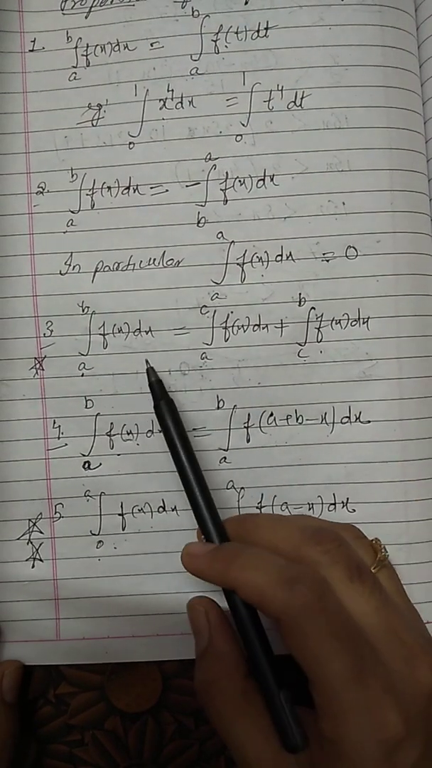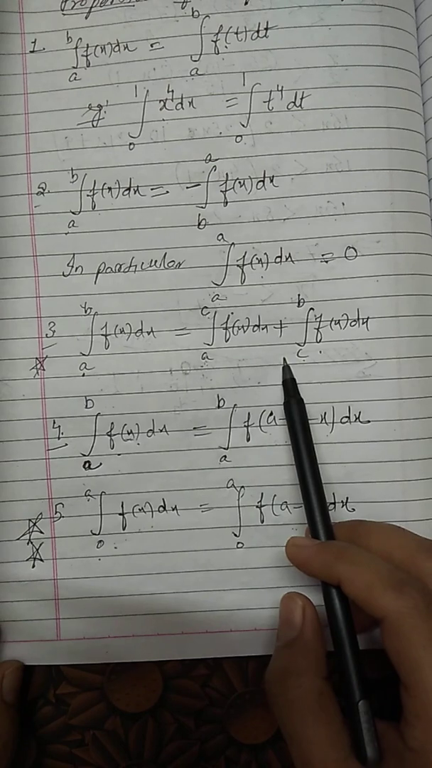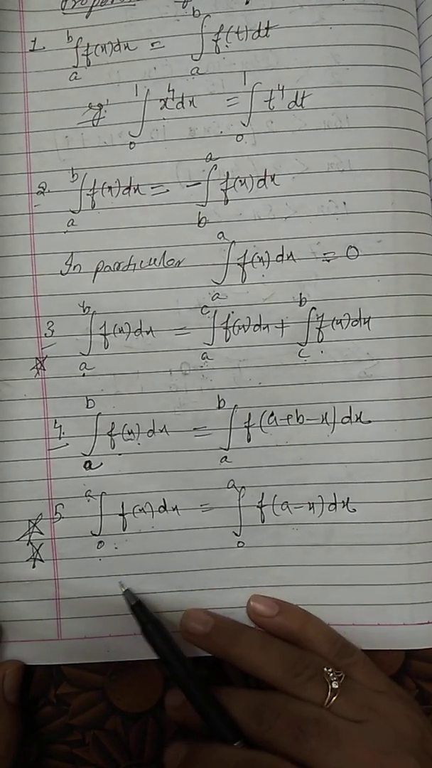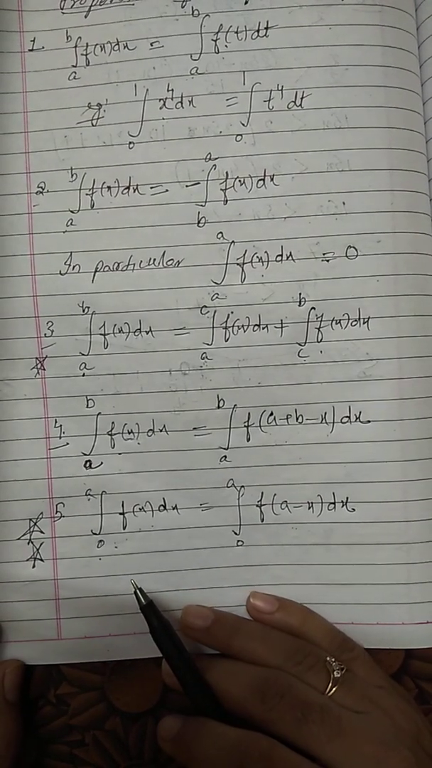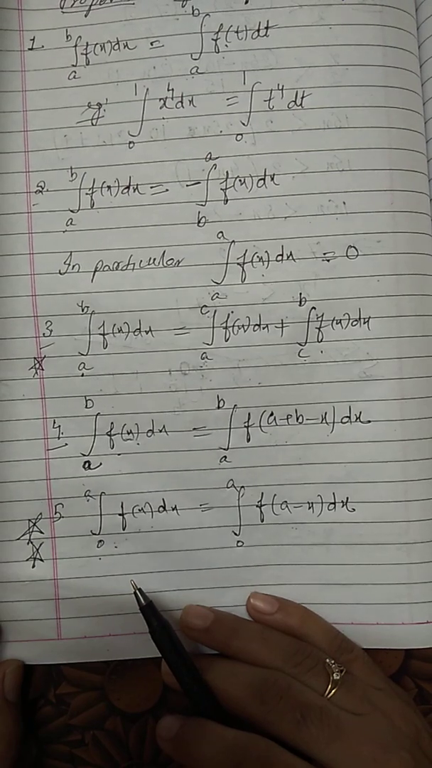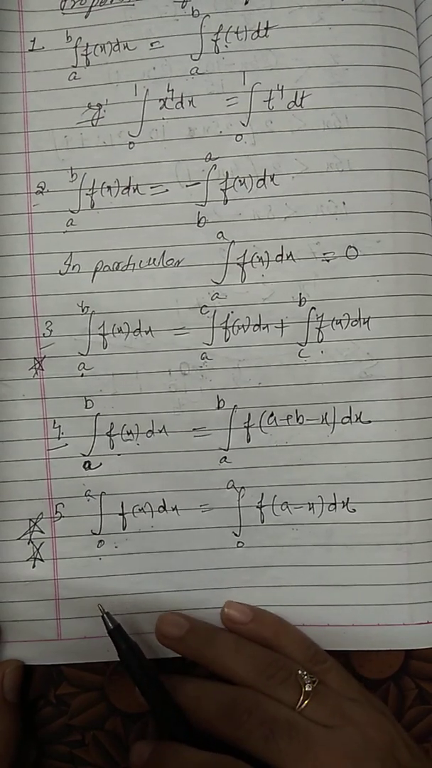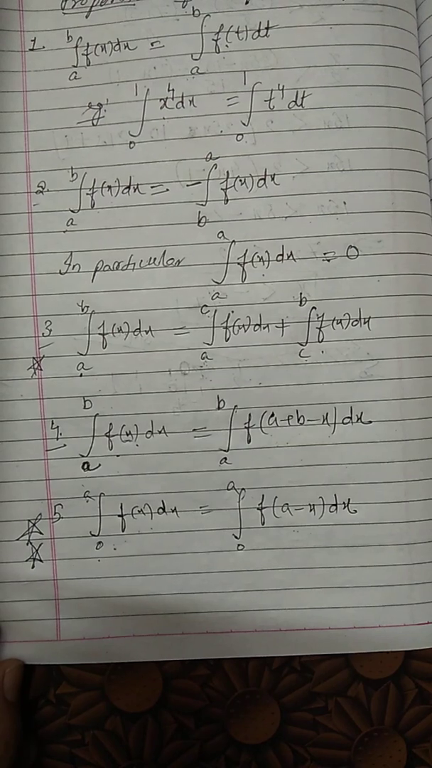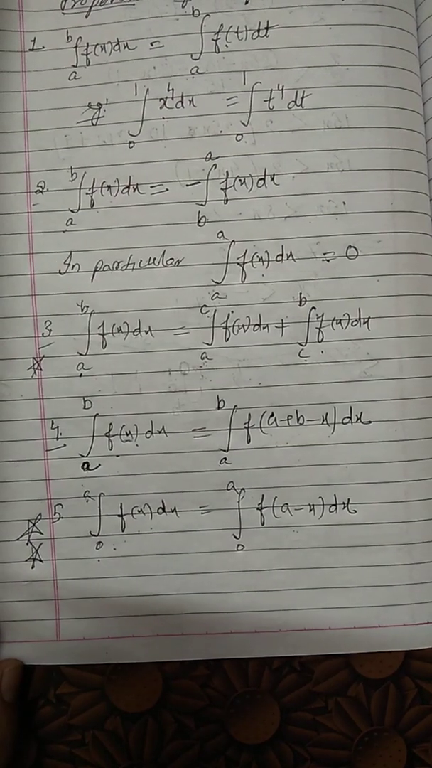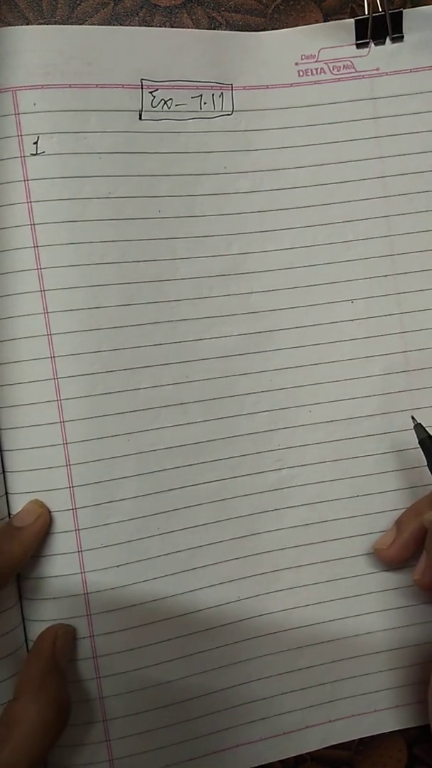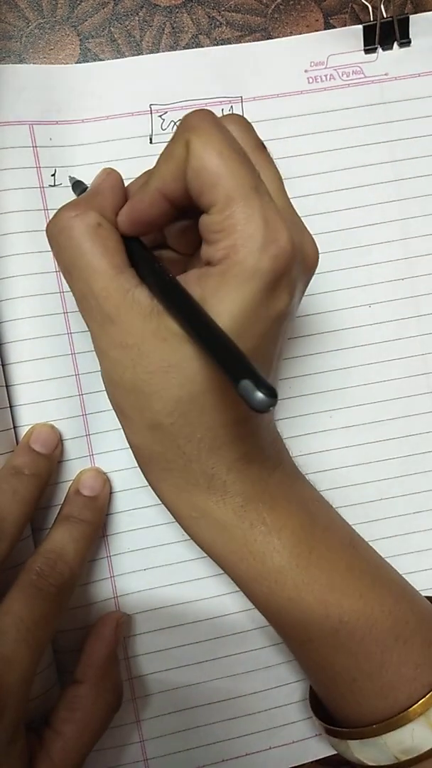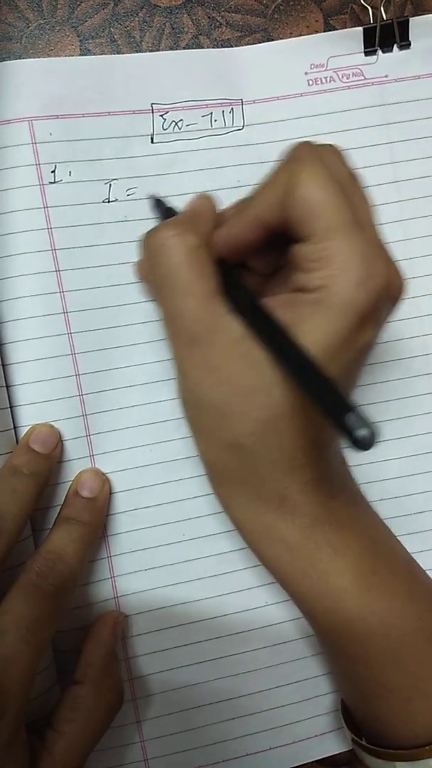As I mentioned, this property where we are breaking the limit will be used in functions where the integrand is a modulus function. Okay, so let us start with our exercise 7.11. We will discuss the first sum first.